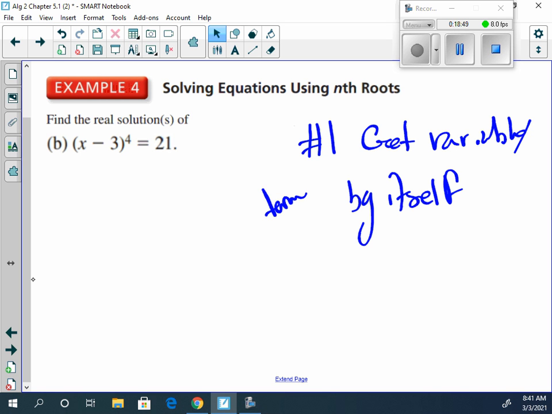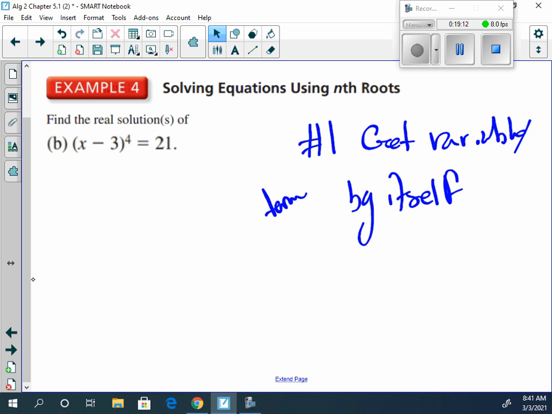Or we can say term to a power. You don't have to write that whole thing out as long as you know what it means. The term to that power is what we need by itself. Is it by itself? Well, yeah. The parentheses to the fourth power is by itself.